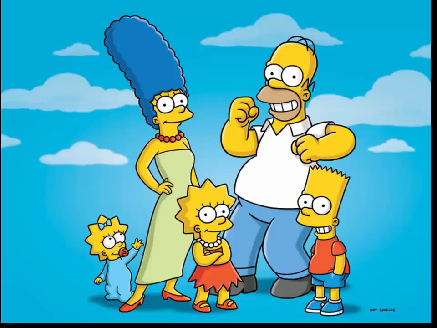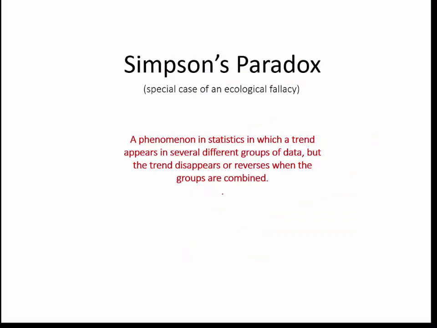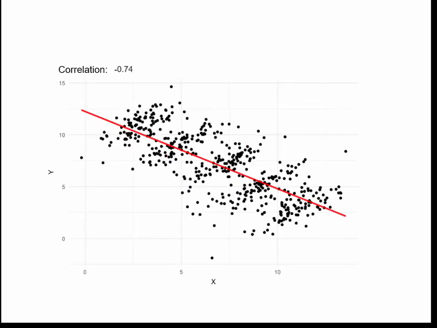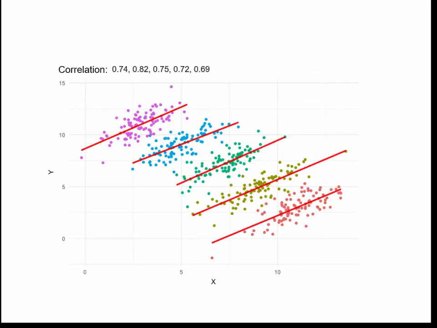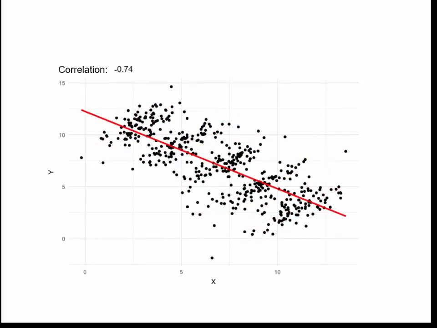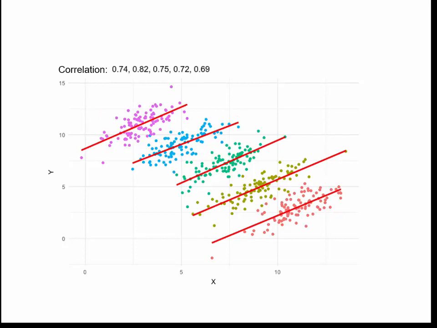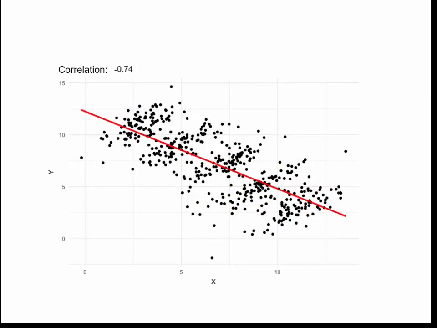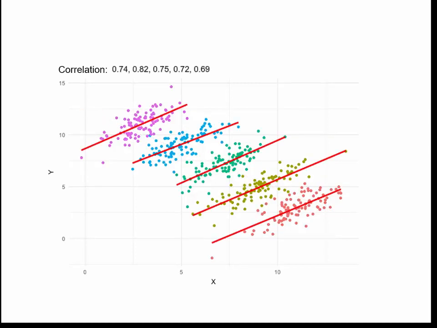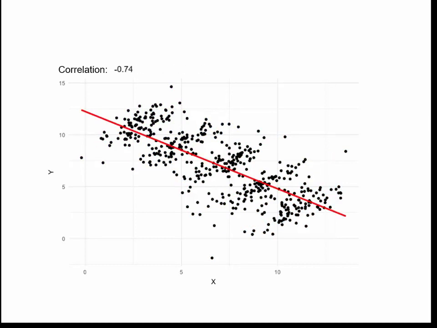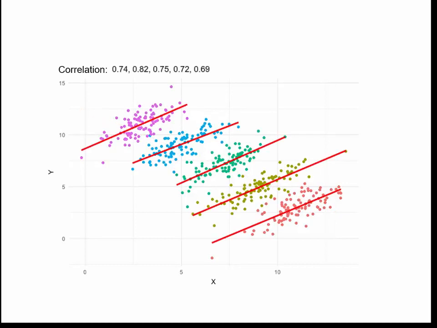A special case of the ecological fallacy is Simpson's paradox. Simpson's paradox is this weird phenomenon where a trend appears in several different groups of data, but this trend then disappears or reverses when the groups are combined. How did that work? Keep in mind, we have X and Y, and it seems like X and Y are negatively correlated with each other. But when I actually look at the groups, hang on a moment, there's actually a positive correlation between the two things. Now you see how this goes.